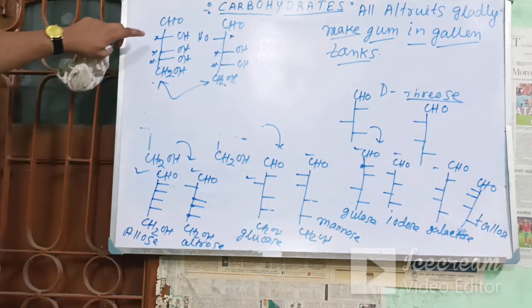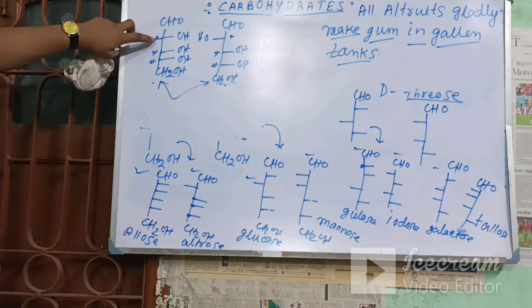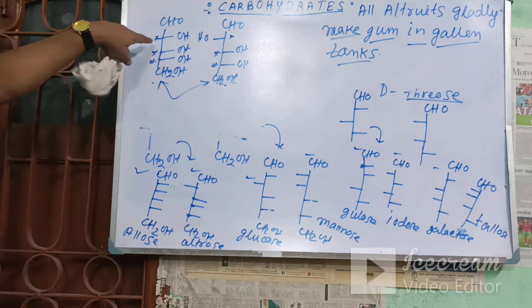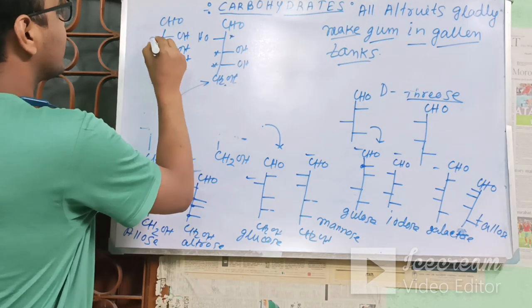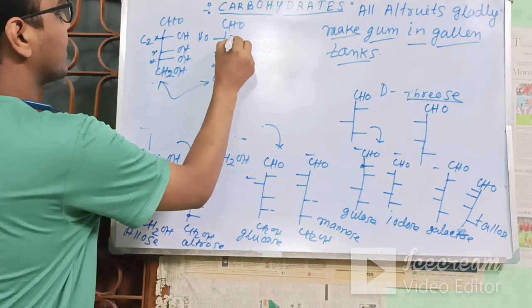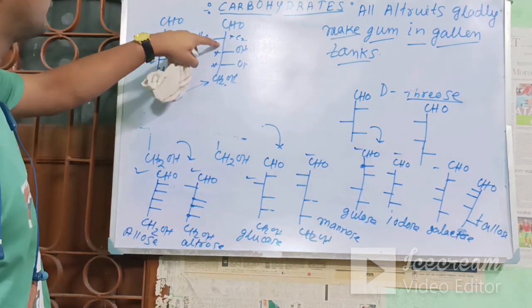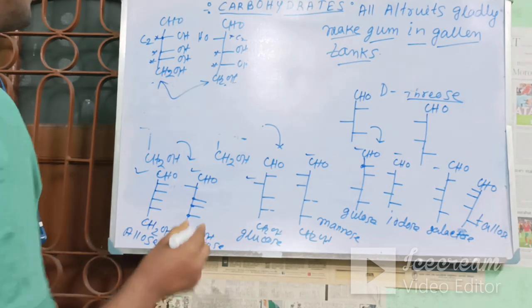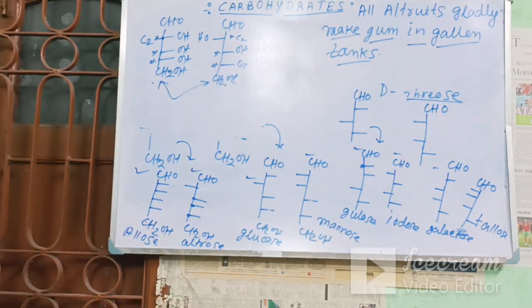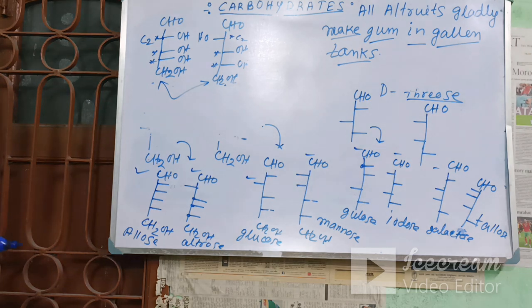Okay, but only see here, the two compounds are the same, only differing in the C2 position here, 1, 2, position 2, only differ in position 2, or it may differ in three positions. So what is the definition of that? If compounds having more than one chiral center differ only in one chiral center, they are called epimers.